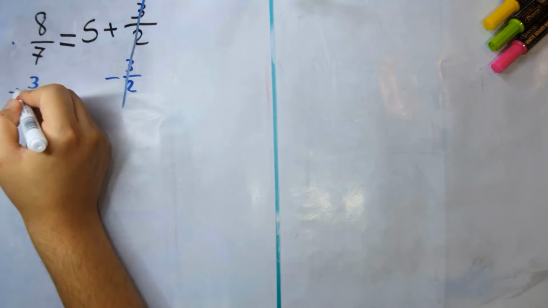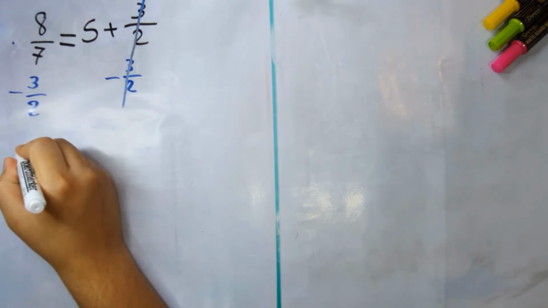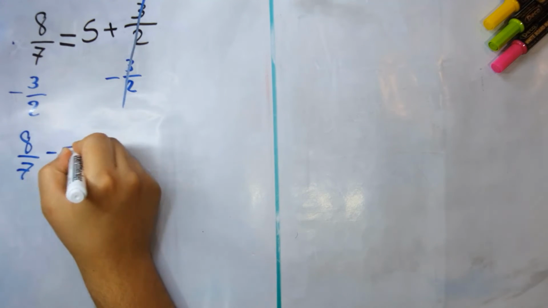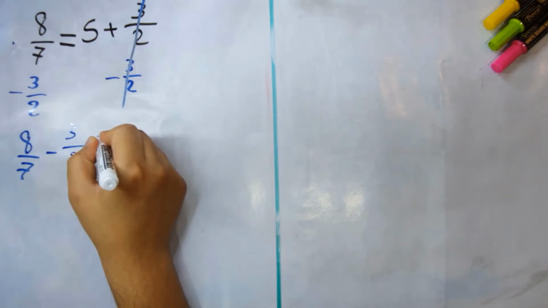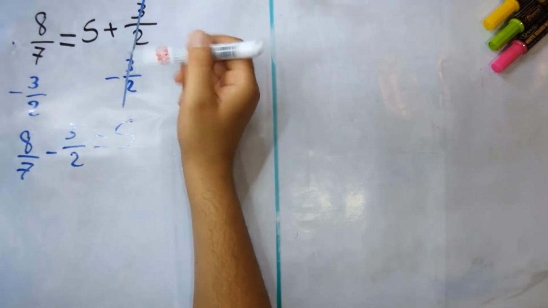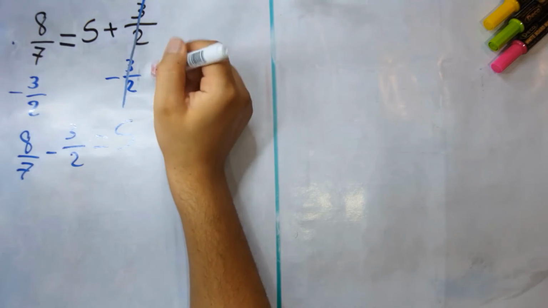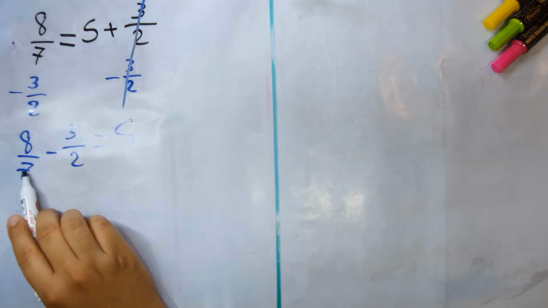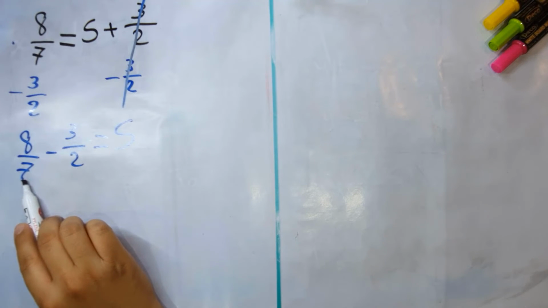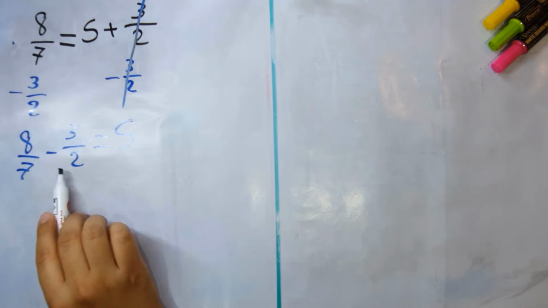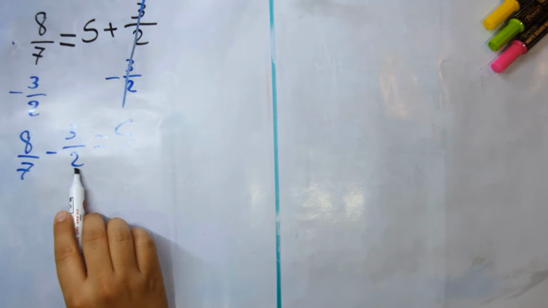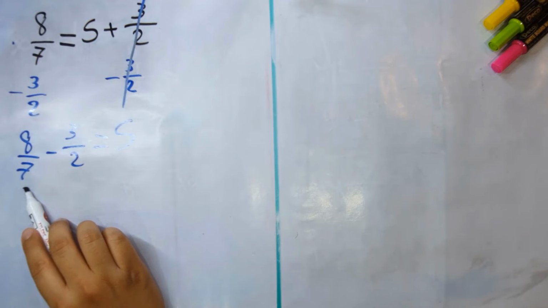Now 8 over 7 minus 3 over 2. 8 over 7 minus 3 over 2 equals. In the other side now we have S only. Okay? Because 3 over 2 and minus 3 over 2 is 0 now. The denominator is not the same, then you should make it the same. How? Can we divide 7 by any number to make it 2? No. Can we multiply 2 by any number to make it 7? No.